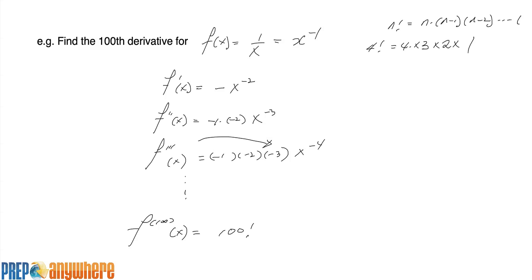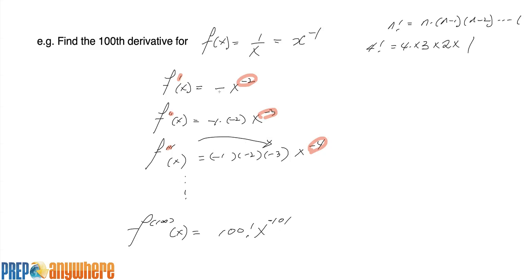And note that, and you do have to be very careful here. When it's first derivative, it's 2. Second is 3. When it's third, it's 4. It's 1 more. The power there is 1 more. So it's going to be x to the power of negative 101.